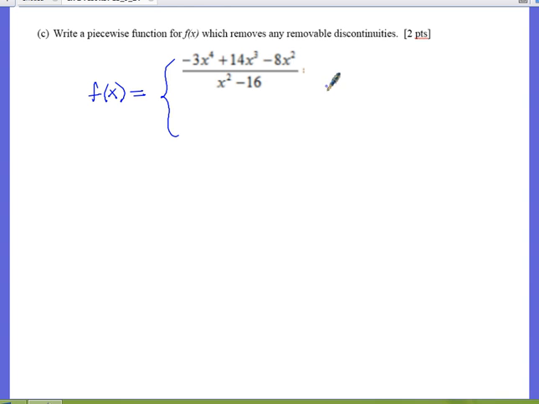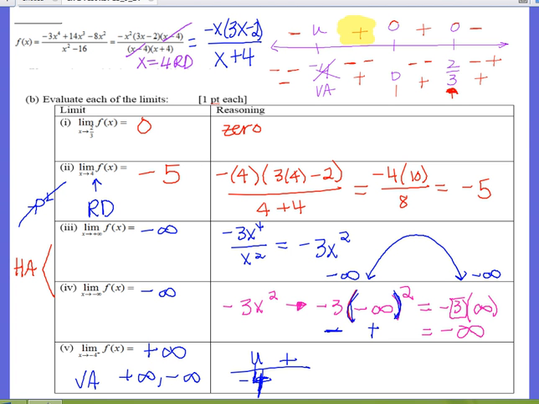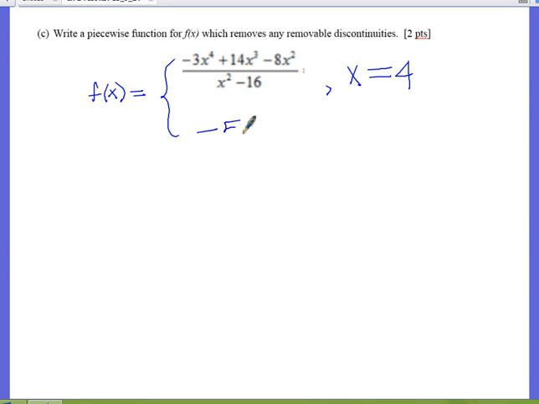And what you do is you put a comma, and you let it be the exact function for every x value except for the removable discontinuity, which was at positive 4. What you then do is look for the location of the removable discontinuity. We found it when we were finding the limit, and that's what you put in for "not equal to," and you use the location, which is 4.